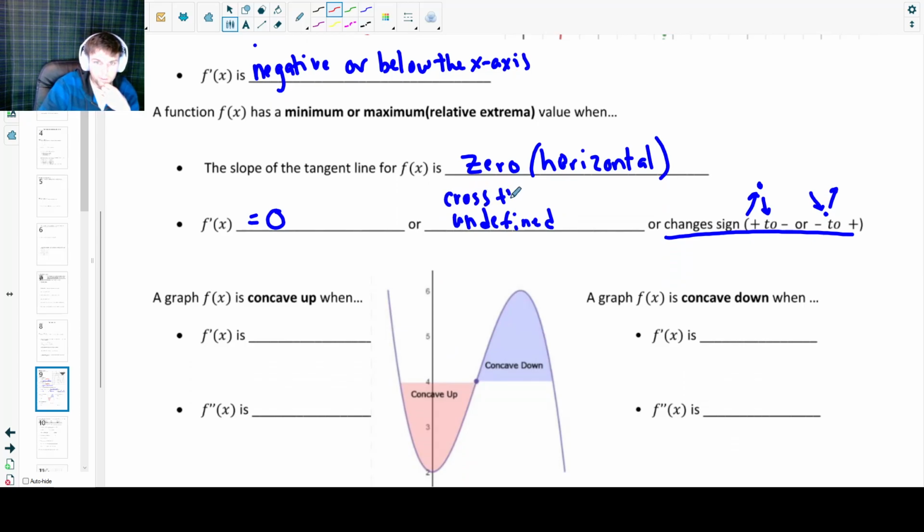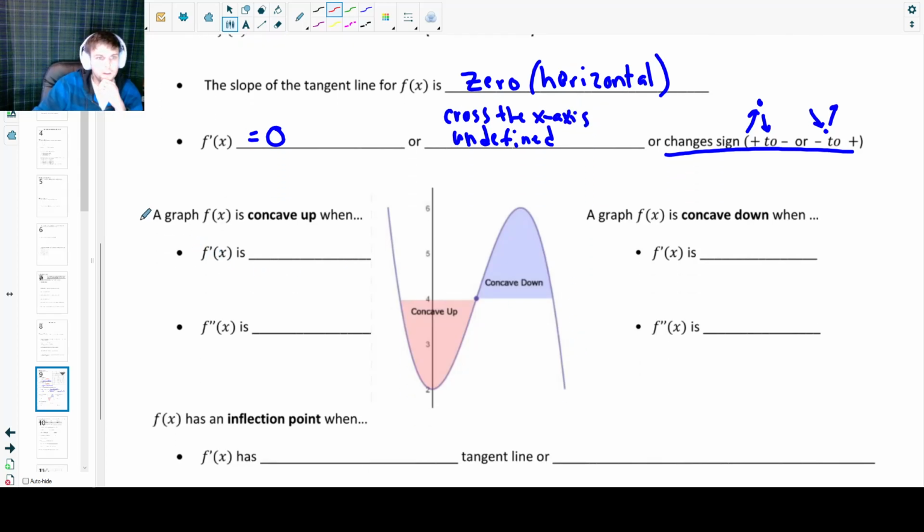Adding to this, crosses the x-axis. Now, the next thing we can talk about is more of a new concept for us. A graph of the function is concave up, which looks like this, when f prime is increasing. So when the derivative is increasing, that is when a graph is concave up. If you have a section where your derivative is going up, that means that the original function is concave up in that section. Or when f double prime, the second derivative, is positive. And hopefully that makes sense, right? The second derivative is the rate of change of the first derivative.